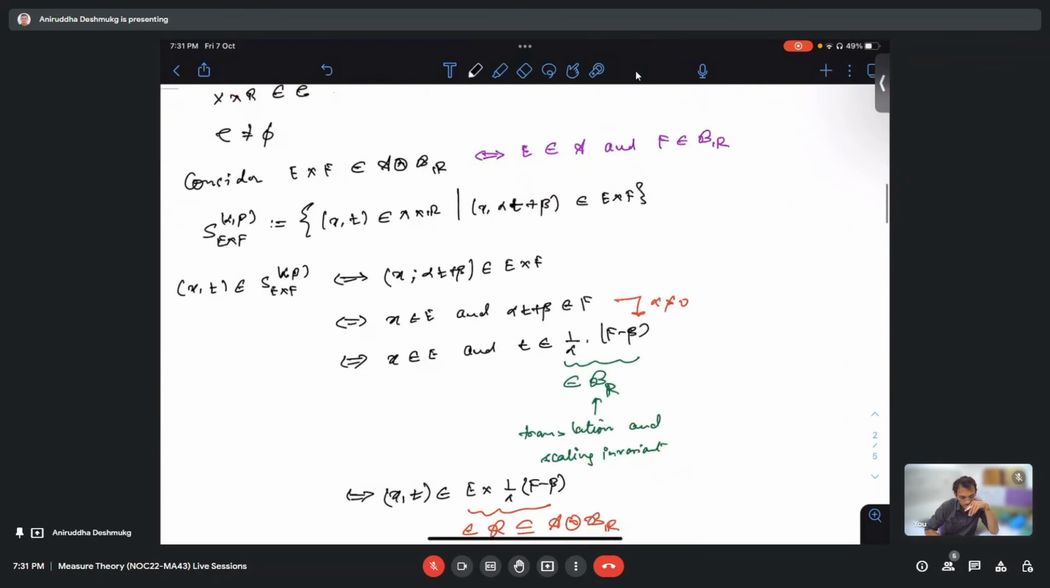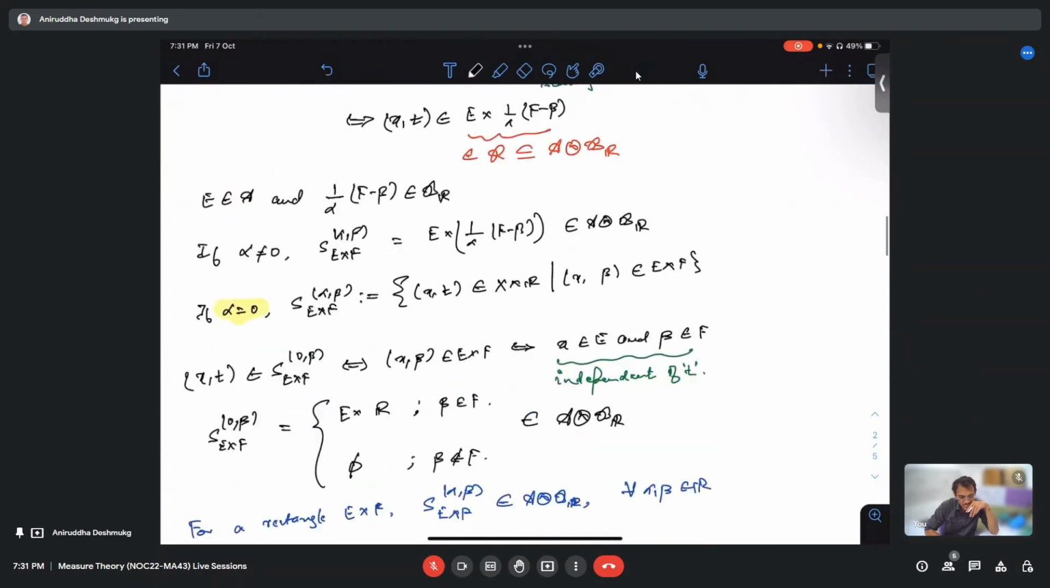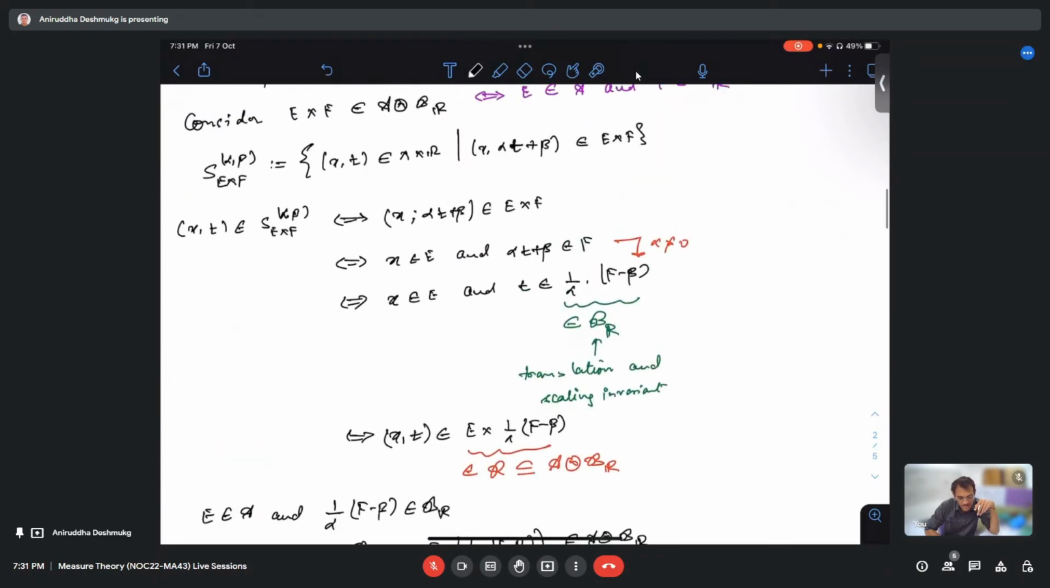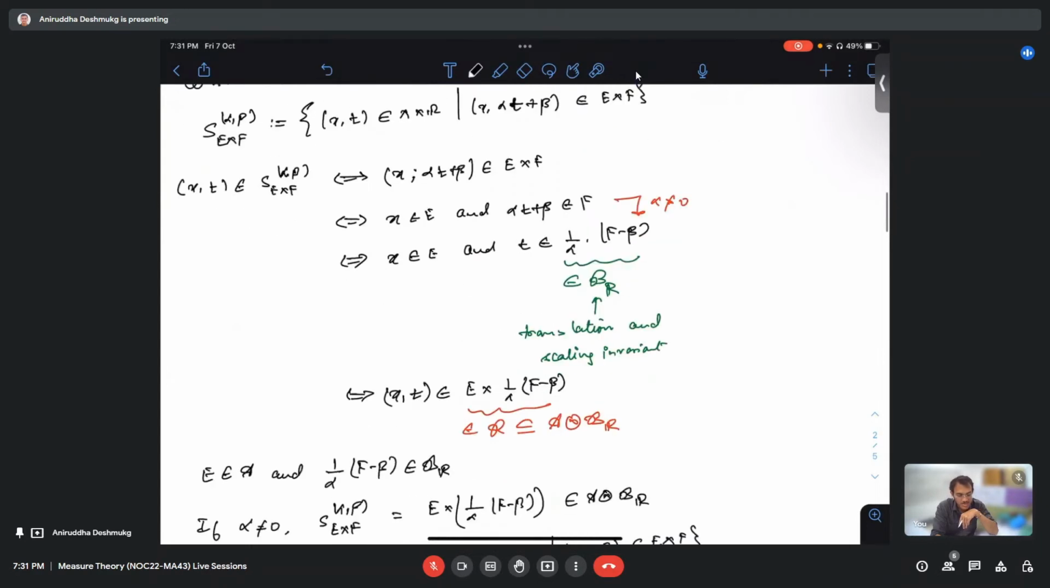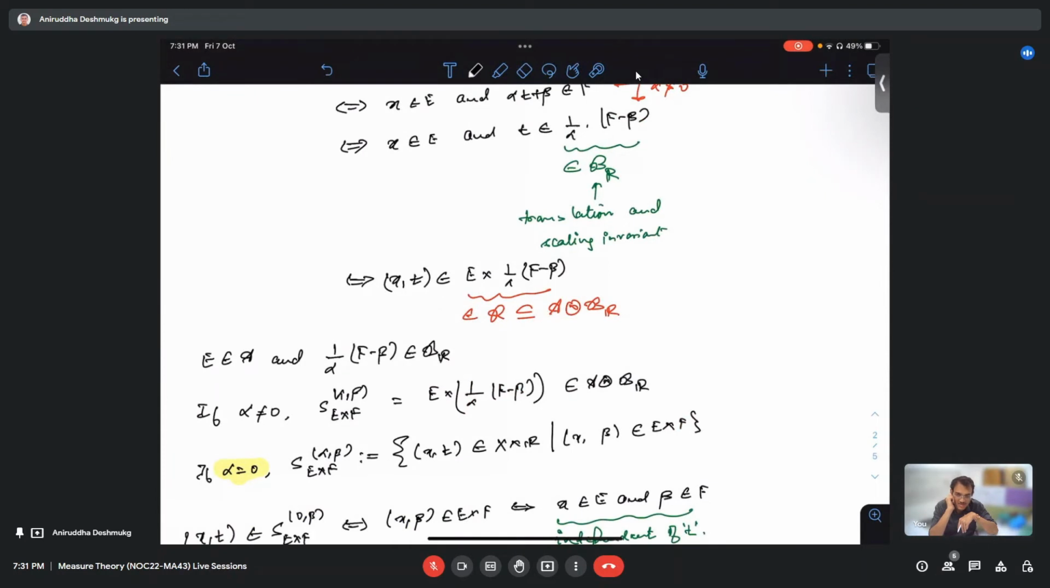Okay, so see, for rectangles we have to calculate. So here we have done it. Let us start with a rectangle, and then what do we mean by S of E cross F alpha beta? Write the definition. So a point is inside S of E cross F alpha beta if and only if this x comma t is inside E cross some other set. That set is again a Borel set. So corresponding to the rectangle E cross F, the set S of E cross F is again a rectangle, and the rectangles are already contained in A cross B.